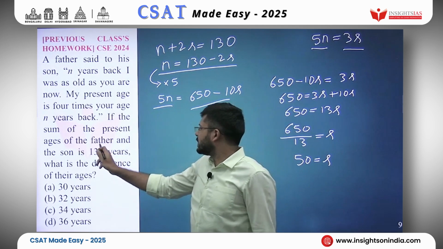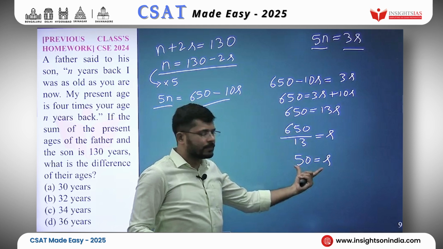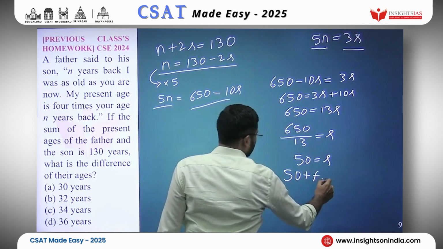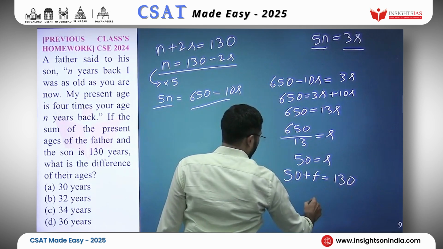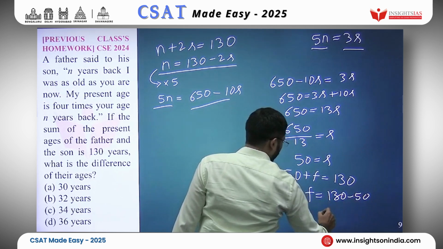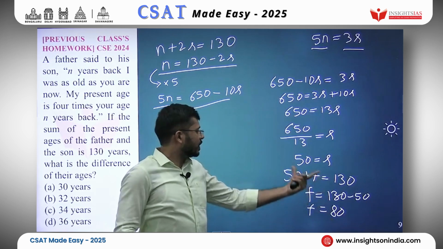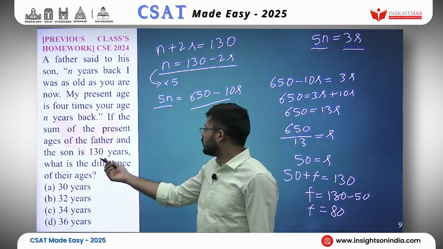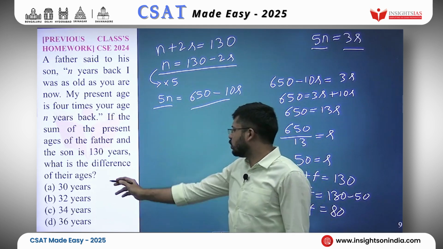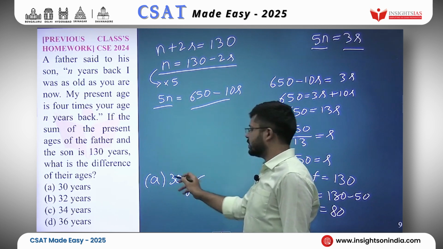We know that the sum of the present ages of father and son is 130. If the son's age is 50, plus the father's age, it should be 130. So what will the father's age be? It would be 130 minus 50, that would be 80. So father's age is 80 and the son's age is 50. They are asking us for the difference of their ages. 80 and 50, the difference would be 30 years, right? So the answer is 30 years.